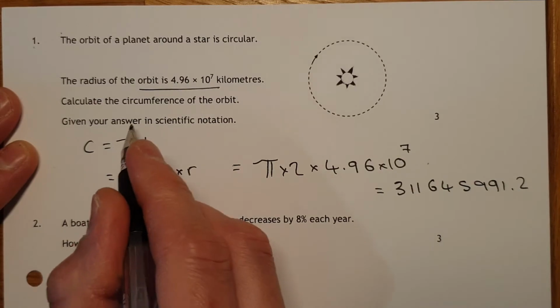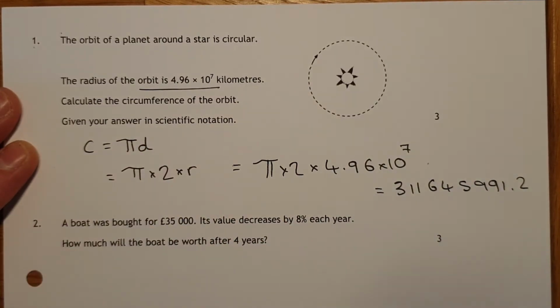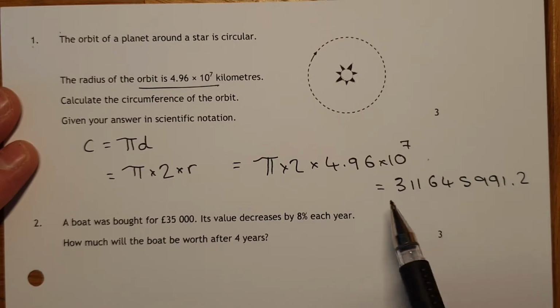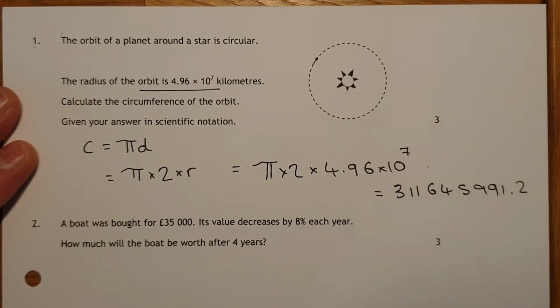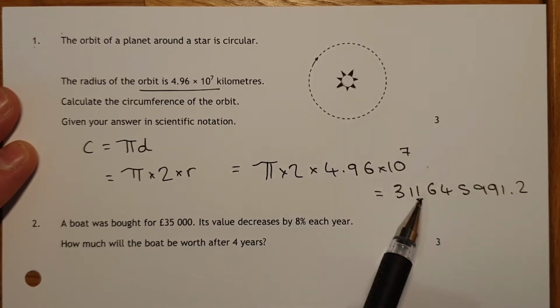311,645,991.2. It doesn't ask us for any certain number of decimal places or significant figures. But it does ask us to have it in scientific notation. Now we're not going to write down all those numbers, so we're just going to round it. I'm going to go for 3 significant figures. So there's my third one there. That's going to round up to a 2.